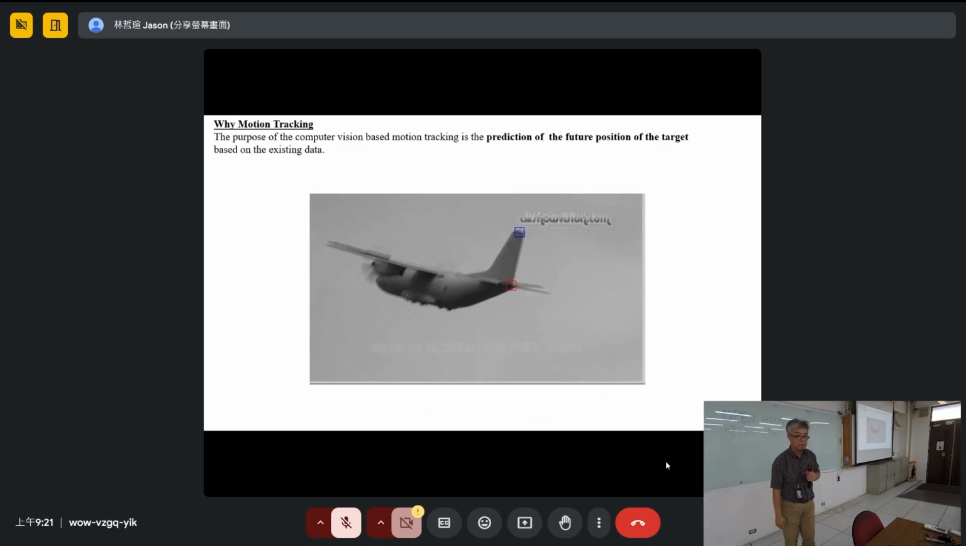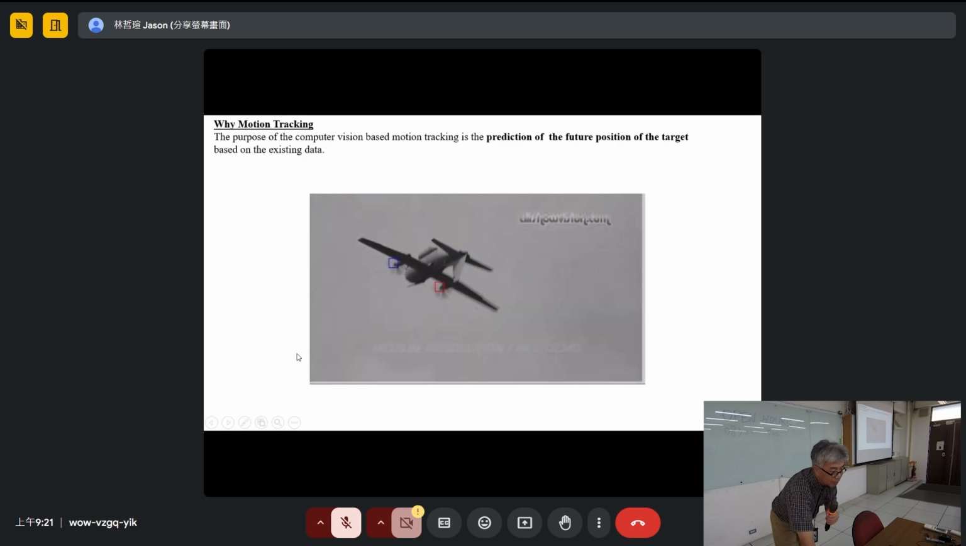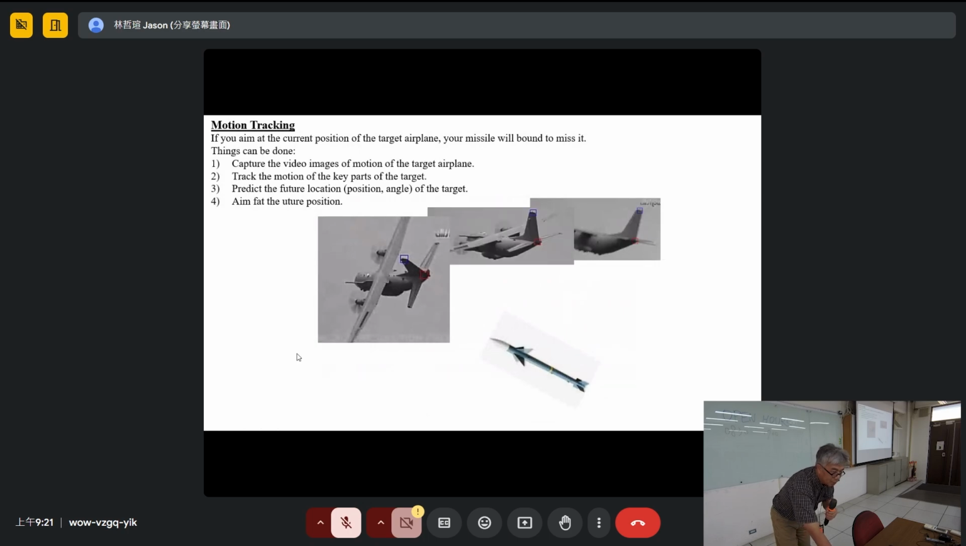Now I would like to talk about why tracking is important. This example is not so peaceful. Here I track, I think, a cargo airplane I downloaded, which is doing a roll. You can see it's tracking. And why do we need to track it?